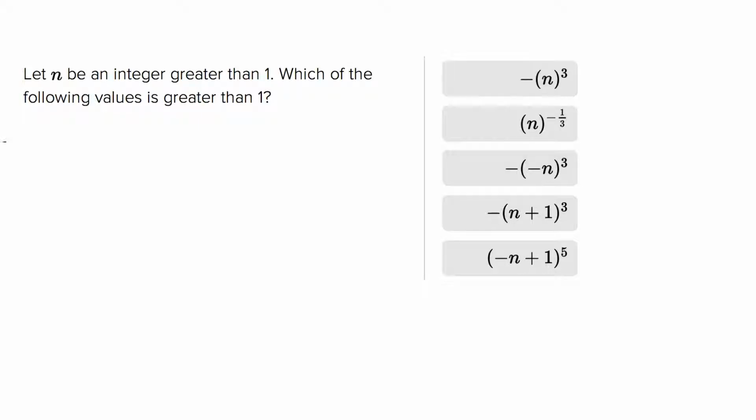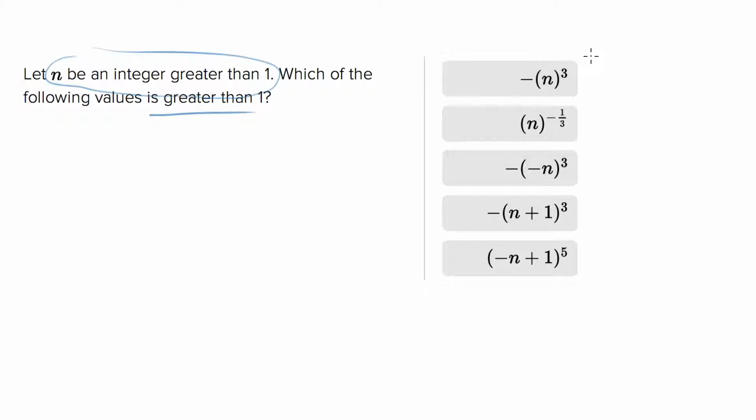This is the real Tom Rose, and it's an interesting question here. They give you a weird constraint: n is an integer greater than 1, and they ask which of the following values is greater than 1? They're almost asking, which of the following will always be greater than 1, no matter what we pick for n? So we're looking for a pretty generic solution.